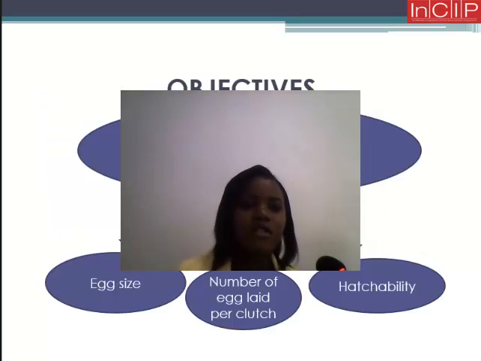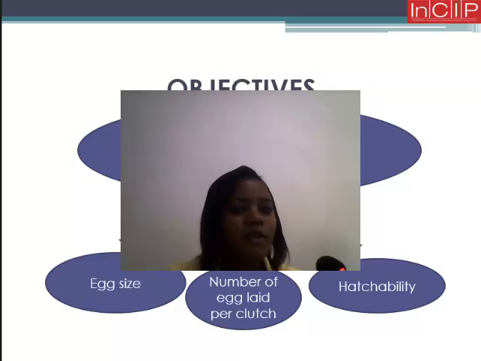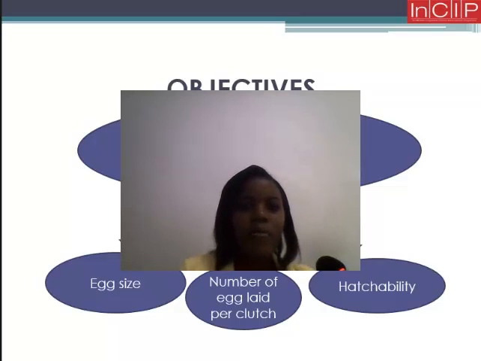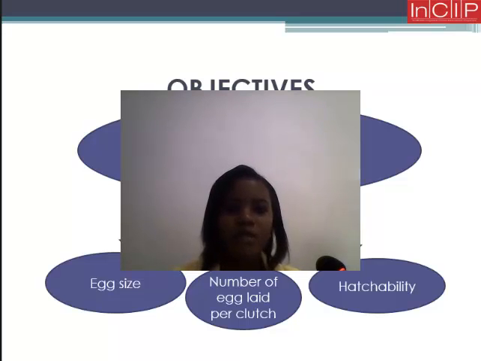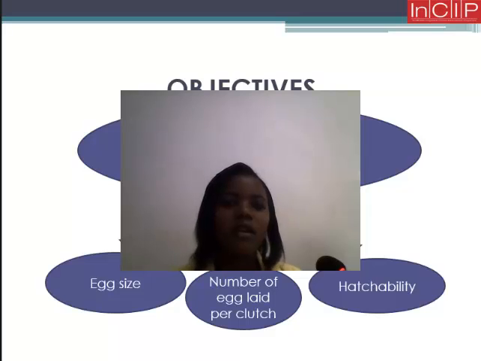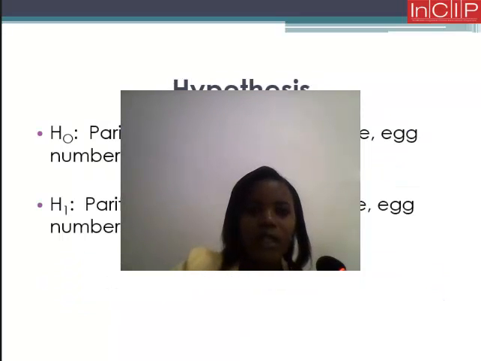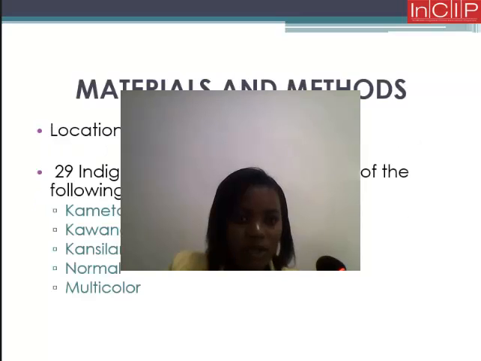The overall objective of this research was to find out the effect of parity on the reproductive performance of the indigenous chicken, while the specific objectives were: one, to find out the effect of parity on egg size, to find out the number of eggs laid per clutch, and also to find out the effect of parity on hatchability. So that's the hypothesis that was used in this research.